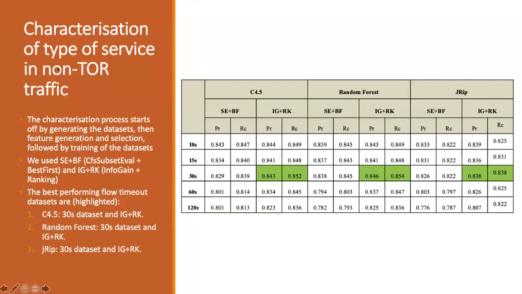The next step is the characterization process. We'll start with the characterization of type of service for non-TOR traffic. For each classifier, we will compare the results between the subset evaluation best first and infogain ranking datasets for every flow timeout. There is a pattern here as the best performing dataset is highlighted in green and is the same dataset for each classifier, which is the 30 seconds flow timeout dataset and the infogain ranking dataset.